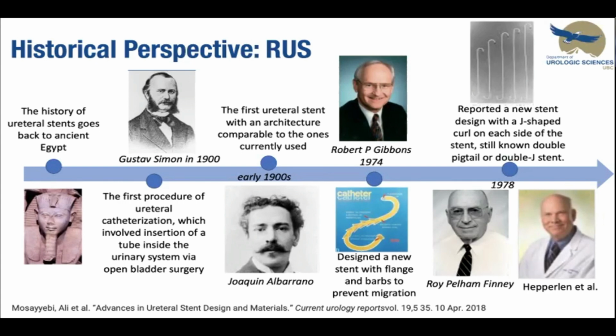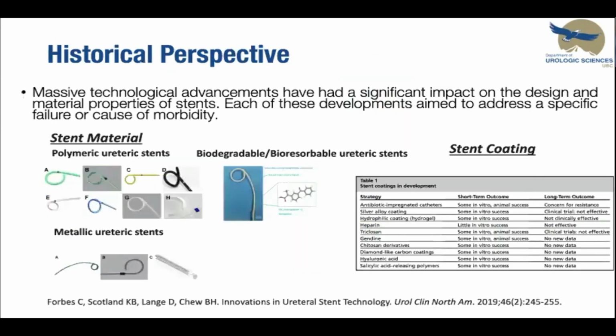Shortly thereafter, Finney and Hepperlen almost simultaneously reported a new stent design to prevent both proximal and distal migration with a J shape that is still known as double pigtail or double J stent. Since then, massive technological advancement have had a significant impact on the design and material properties of stent. Each of these developments aim to address a specific failure or cause of morbidity.